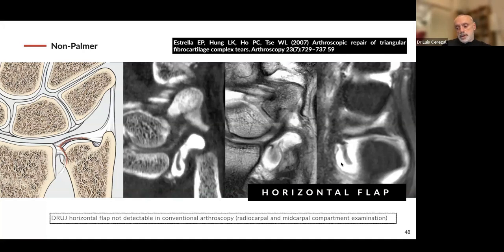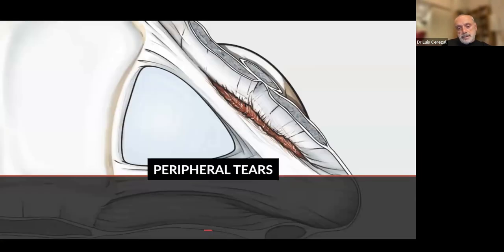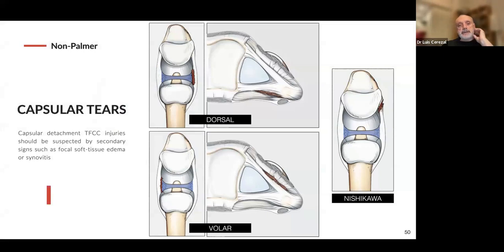This is very easy to evaluate from the distal radioulnar joint on distal radioulnar joint arthroscopy, but in our country, most of the arthroscopies are performed with radiocarpal and midcarpal compartments, and this is a very good diagnosis on MRI.